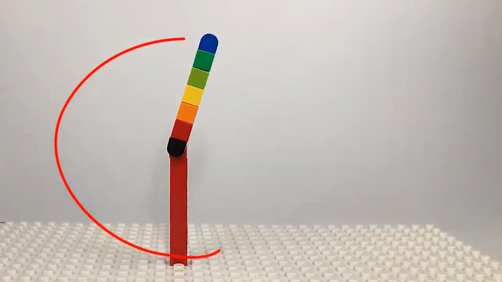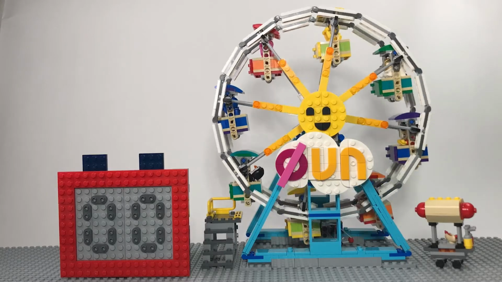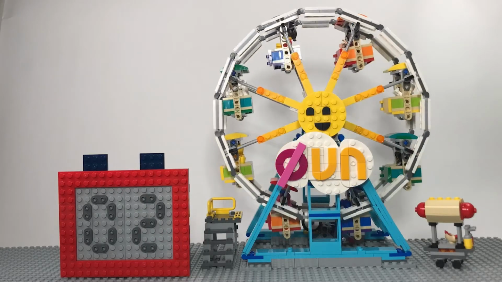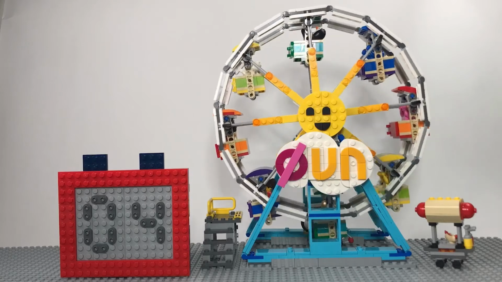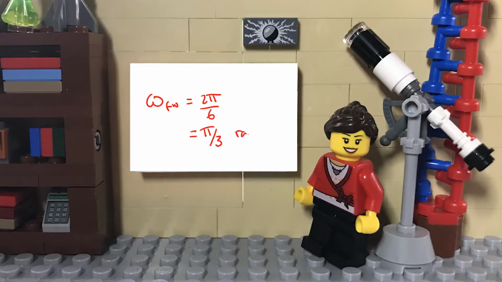One complete rotation is 360 degrees, or 2 pi radians. This Ferris wheel completes a revolution in 6 seconds, so has an angular speed of 2 pi divided by 6, giving pi over 3, or approximately 1 radian per second to one significant figure.